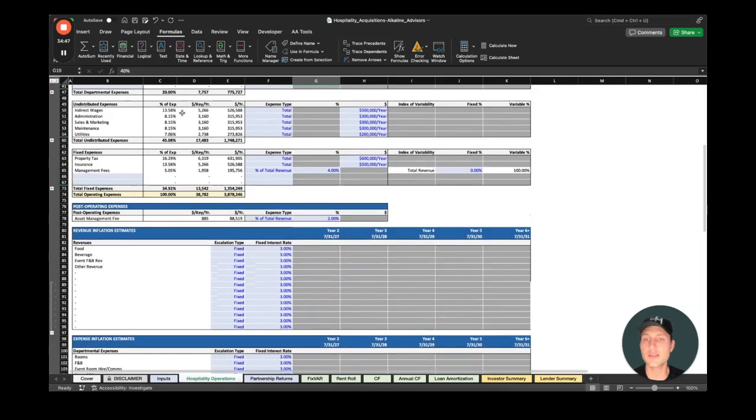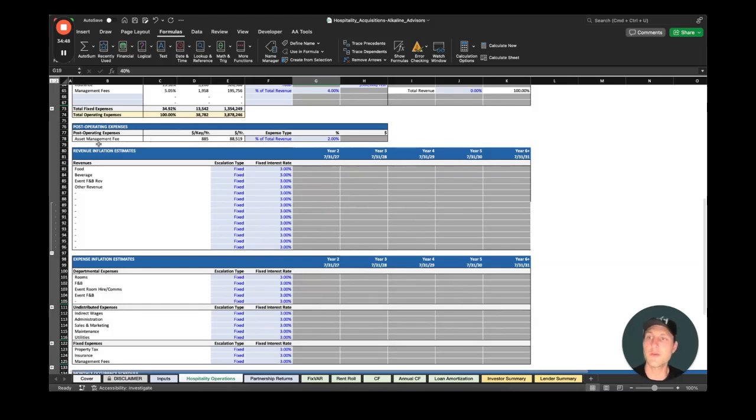But other inputs on this tab, you'll see we have post-operating expenses. So you have an asset management fee. You can toggle that to go to either a percent of room revenue, a percent of total revenue, or you could just hard code that figure.